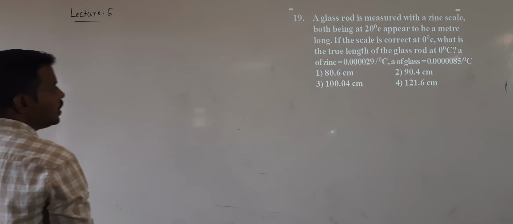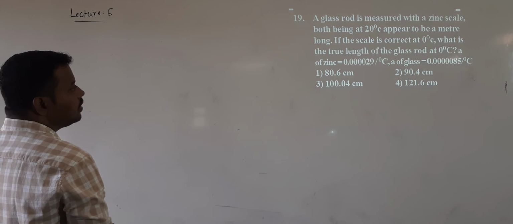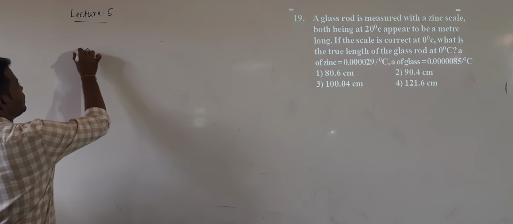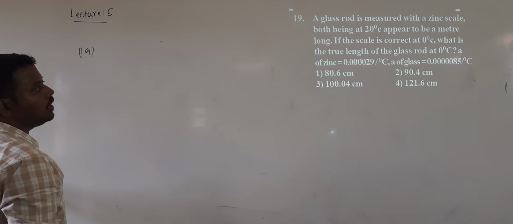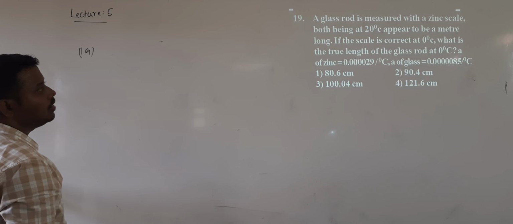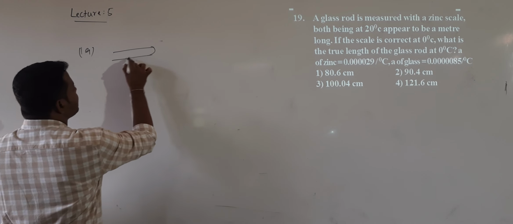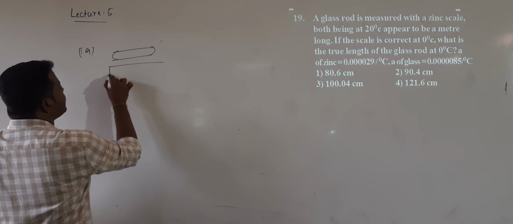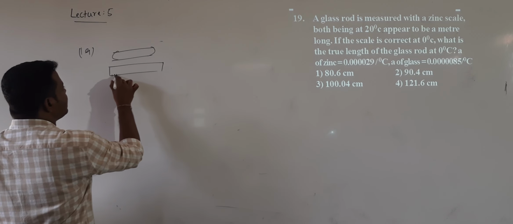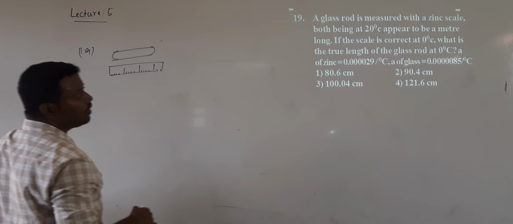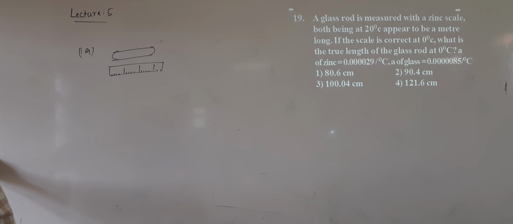Okay, now what is the length that they have given? Question number 19. What is this question? A glass rod is measured with a zinc scale. They want to measure one glass rod, so this glass rod is measured with one zinc scale. This is the zinc scale. Okay, now they have given the alpha values.